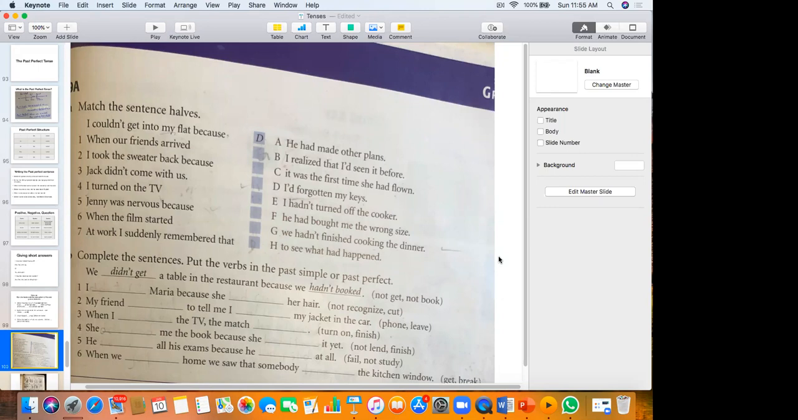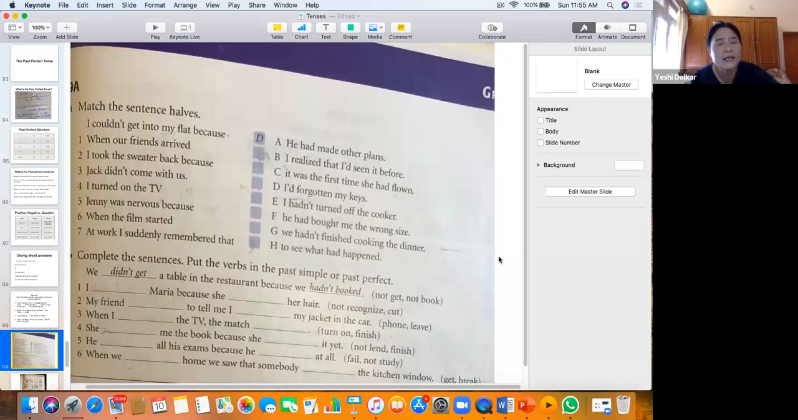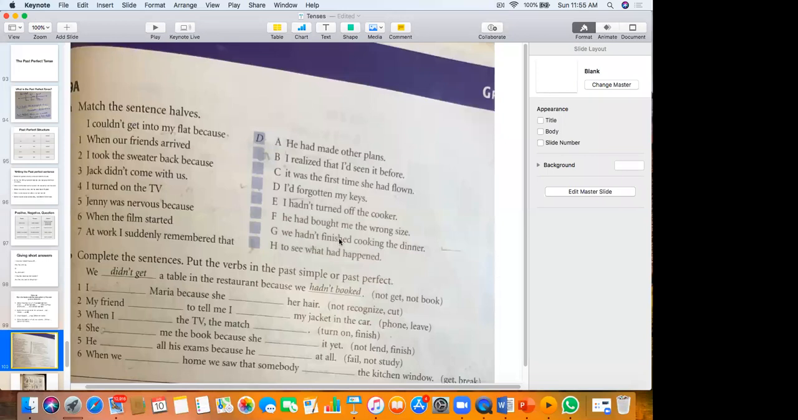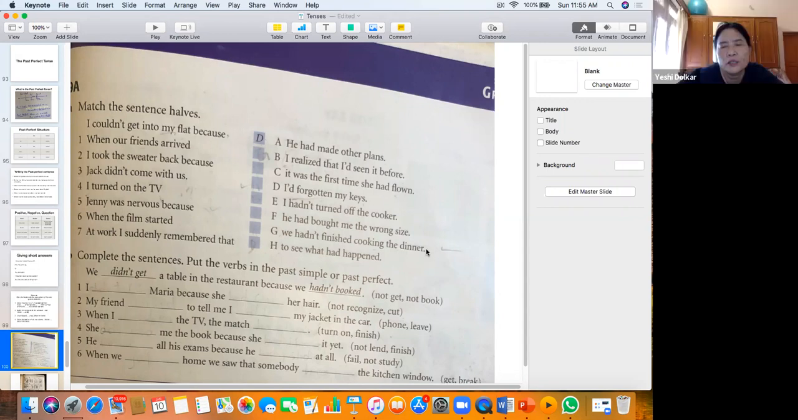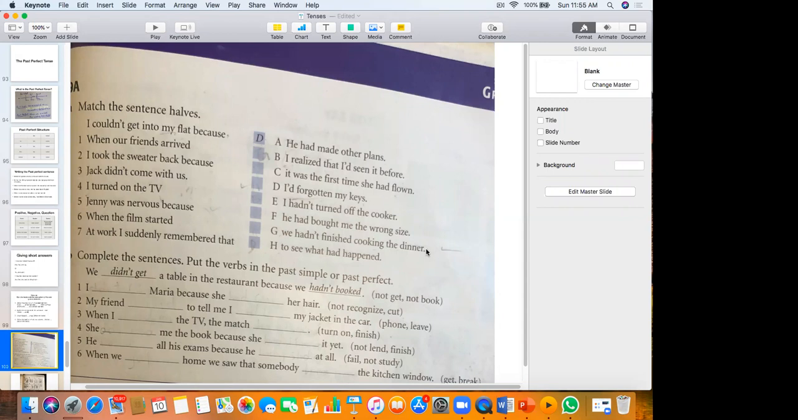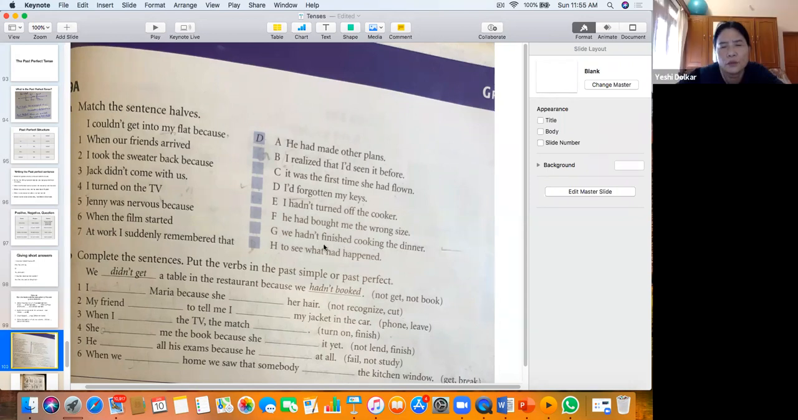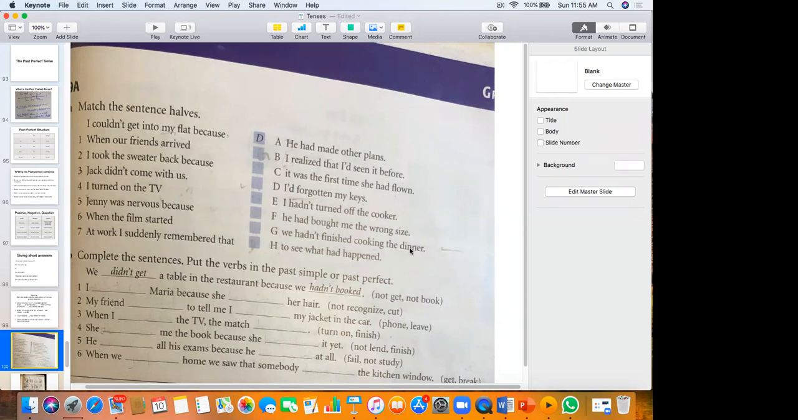When our friends arrived, we hadn't finished cooking the dinner. Yes. So when our friends arrived, we hadn't finished cooking the dinner.